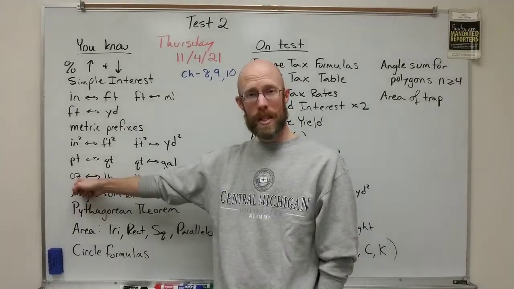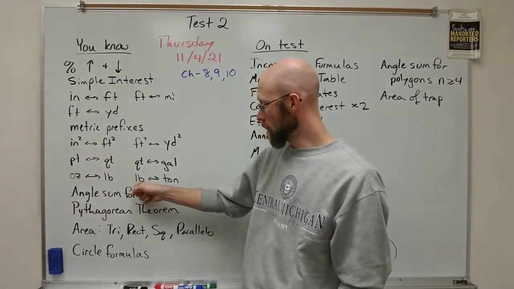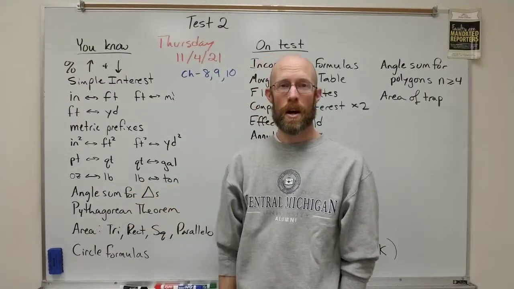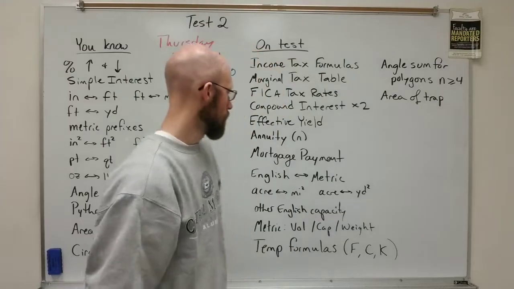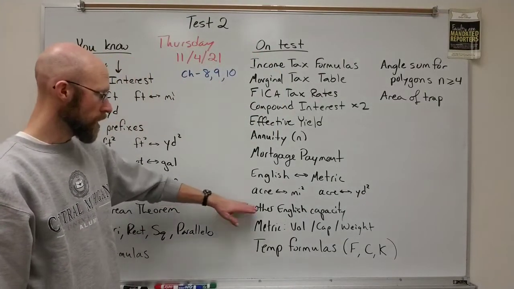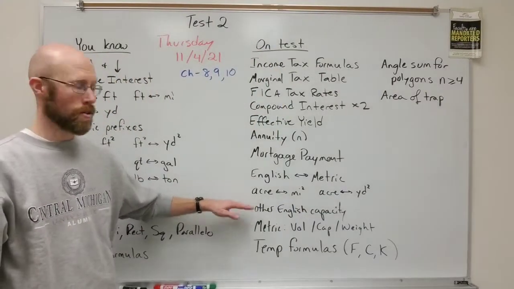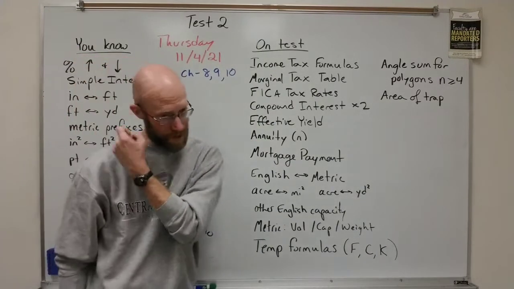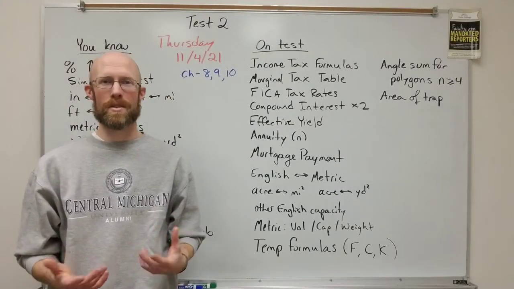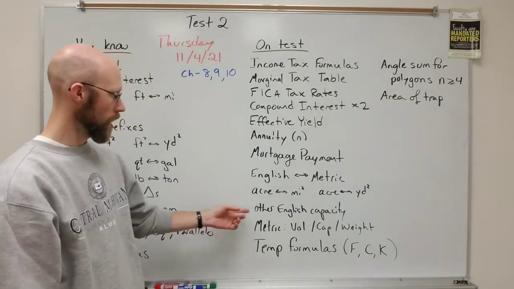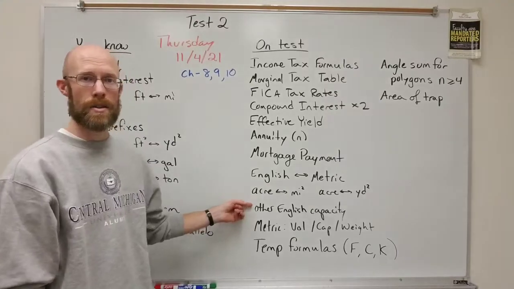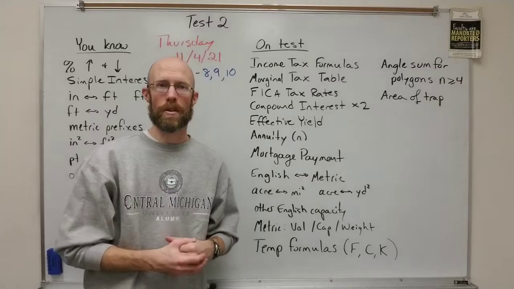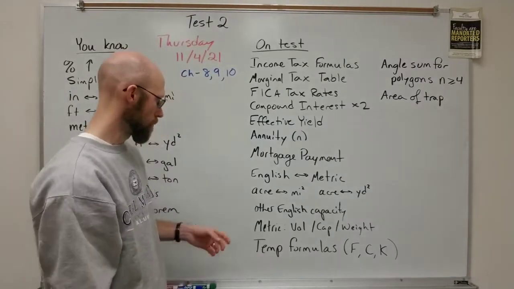Also know that there's 16 ounces in a pound, and that there's 2,000 pounds in a ton. Okay, I think most of you probably are familiar with those, but I do want you to know those. Over here, any other English capacities, other than pint, quart, gallon, what else was there? Your tablespoons, teaspoons, ounces, those sorts of things, I will include on the test. So I really just want you to know your pints, quarts, and gallons. Those are kind of your larger ones.